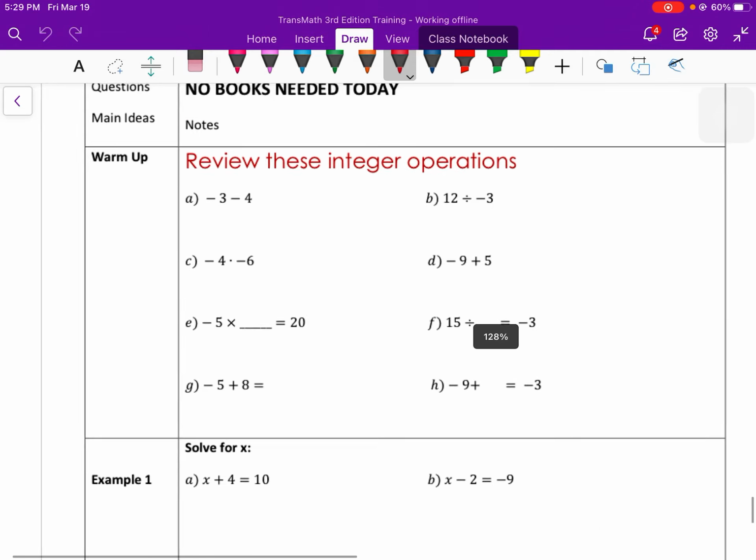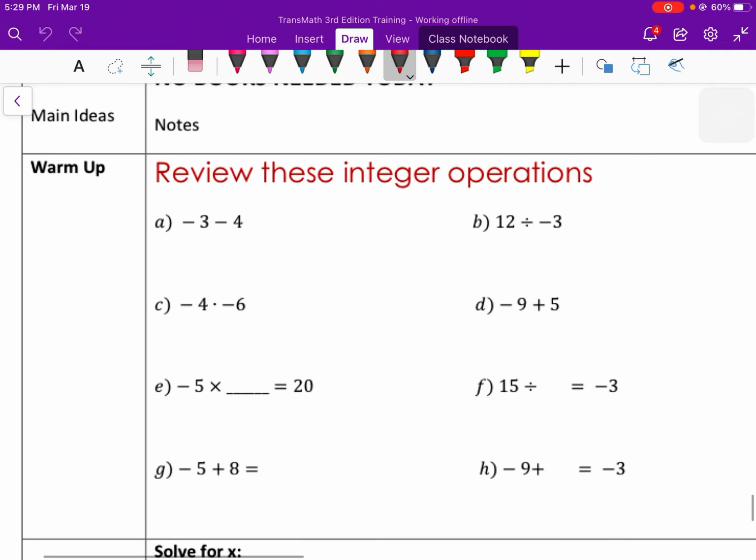So let's look here. We're going to warm up, review these integer operations. We can rewrite them. So if we have -3 minus 4 in this first one, we can rewrite it as -3 plus a -4. So now we see we're adding, and when we're adding, if we have the same sign, which we do, they're both negative, they're going to stay negative, and then we add our numbers here. So then 3 plus 4 is 7. So that's -7.